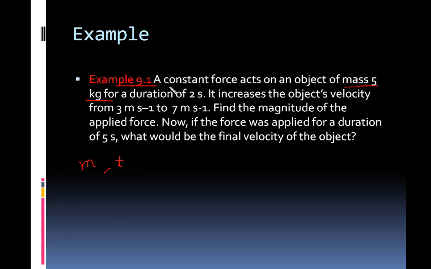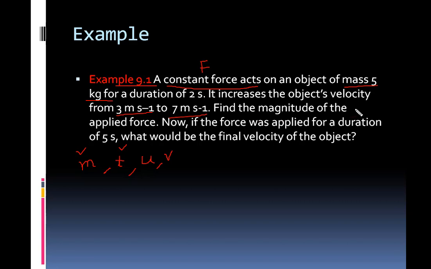Okay. A constant force acts. What is the value of the constant force? It is not given. So suppose F is the force acting on an object of mass 5 kg. Mass is given, time is given. It increases the object's velocity from 3 meter per second to 7 meter per second. So initial velocity is 3 meter per second, and final velocity is 7 meter per second.